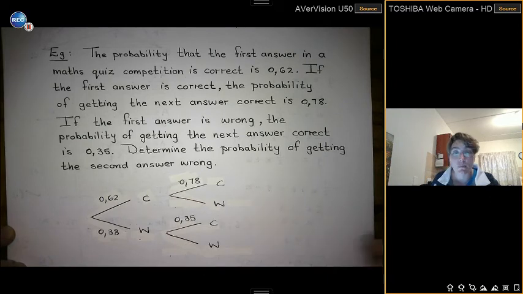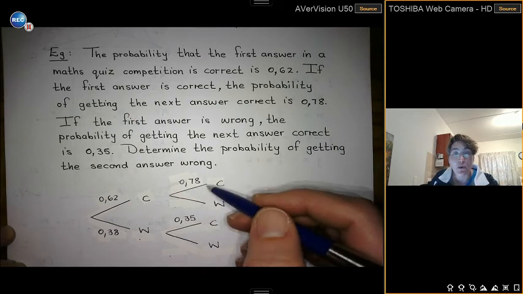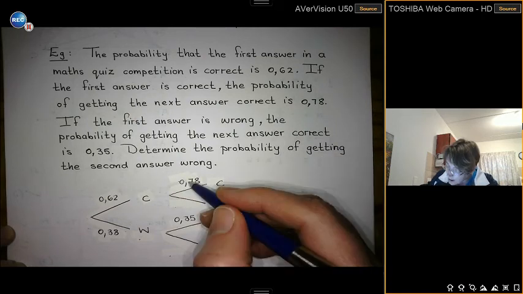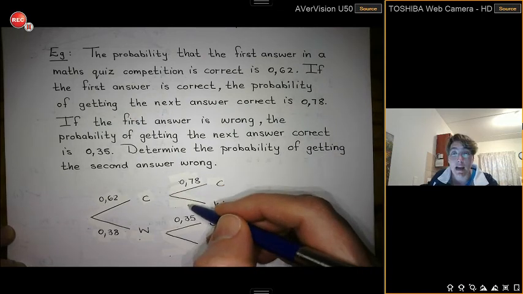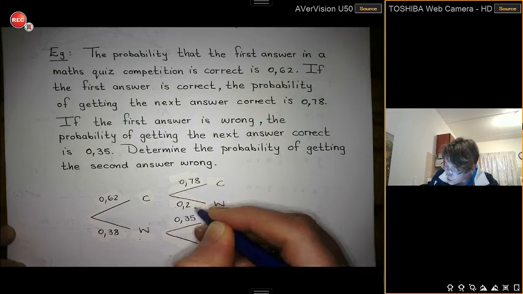And again, like I said to you before, if an event is split up into 2 possible outcomes, then I must add those 2 probabilities and that will add up to 1. So if this is 0.78, this is 0.22 to add up to 1.